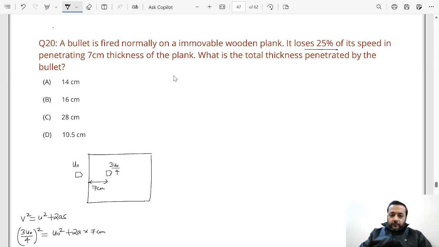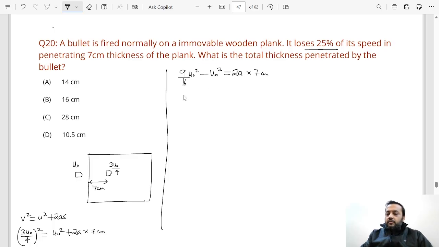All right, so from here you can see this becomes 9 by 16 u0 square, and minus u0 square will be 2as. All right, so s is 7 centimeters. So this becomes minus of how much? 7 u naught square by 16. Okay, that will be 2a into 7 centimeters.